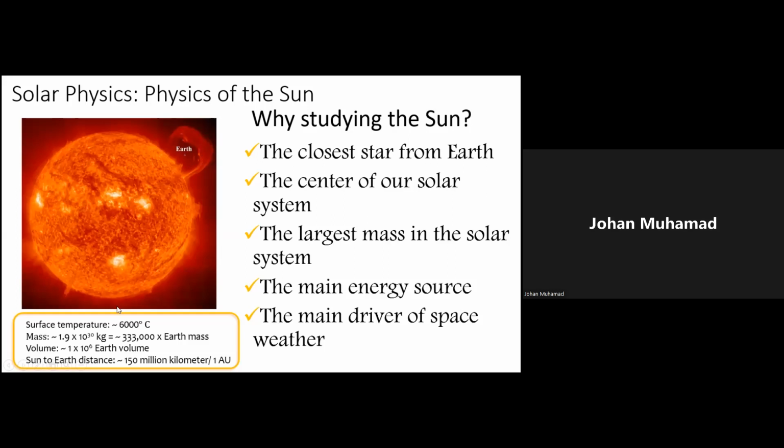The solar surface temperature is about 6,000 degrees Celsius or 6,000 Kelvin, maybe about 5,700 Celsius or something. And then the mass is very huge, 333,000 Earth masses, and the volume is also about 1 million times greater than the volume of the Earth. And the Sun to Earth distance is about 1 AU. So I believe you already know about this.